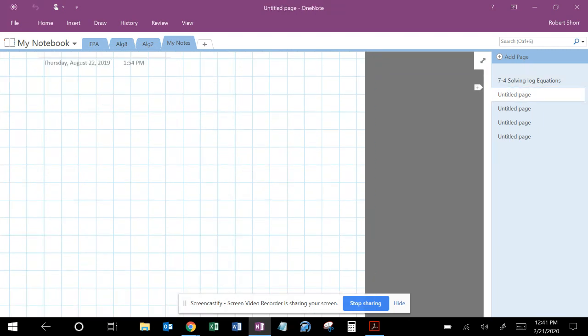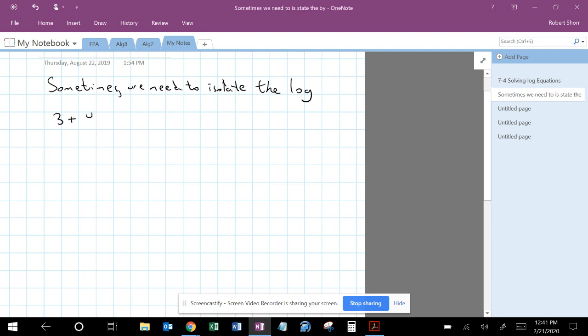All right, what we would have now is sometimes we need to isolate the log. As in, the log relationship only works if all I have on that left side of the equal sign is the log. So similar to radical equations when you could only square both sides if the radical was isolated, here we can only flip the log relationship if the log is isolated.